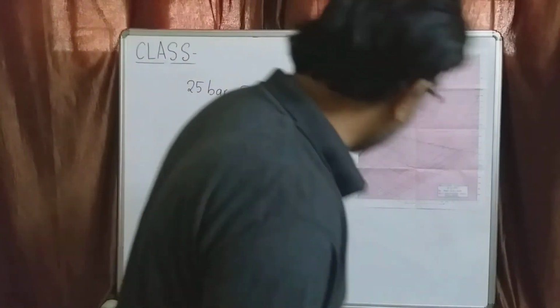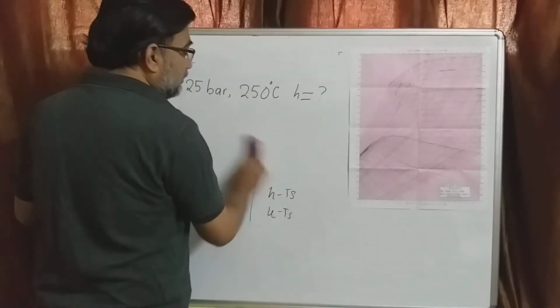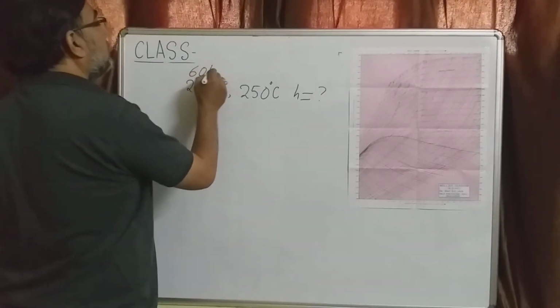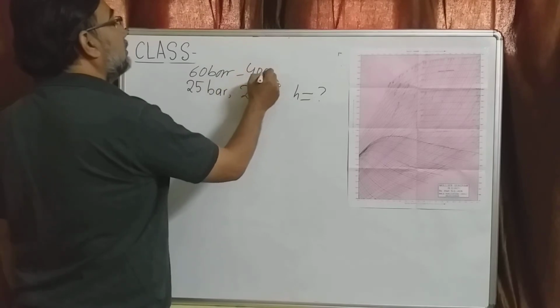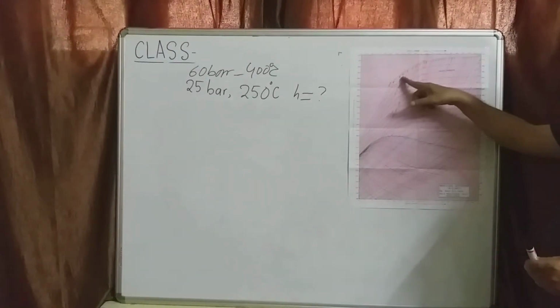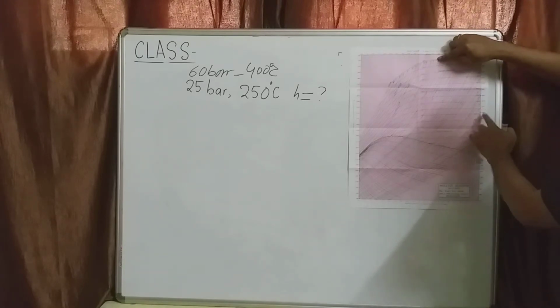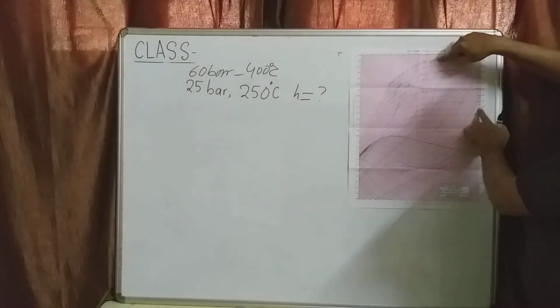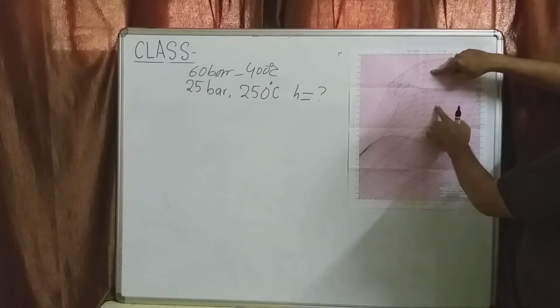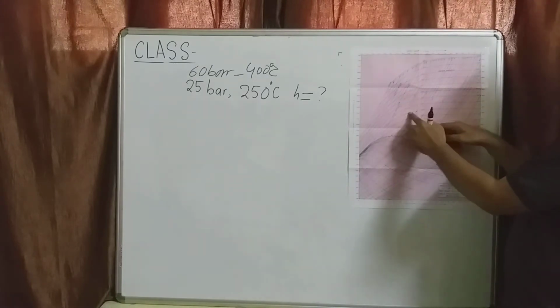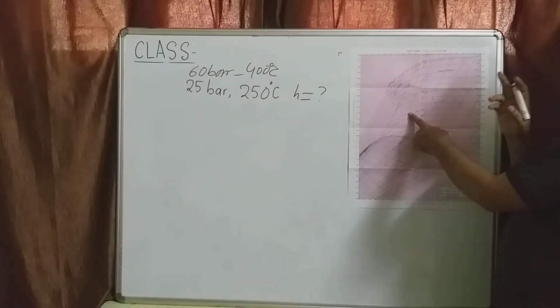All right, similarly I'll give you another example. Say 60 bar and 400 degrees centigrade. All right, 60 bar and 400 degrees centigrade. On the 60 bar line, you see 200, 300, 100, 80, 70, 60, 60 bar and 400. This is 350, 300 to 400. So the 400 degree centigrade line and the 60 bar line are intersecting here. This is the point where the 60 bar pressure line and the 400 degree centigrade temperature line intersect.